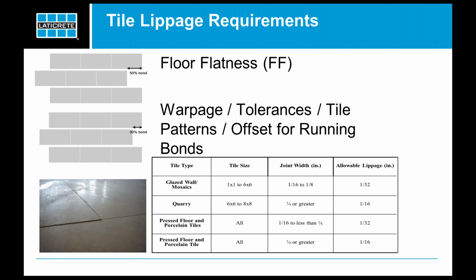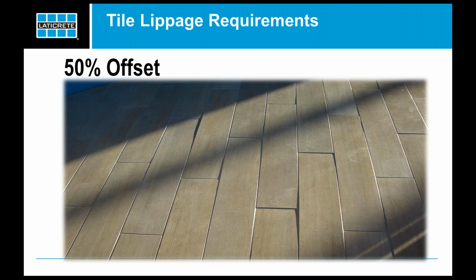The longer these tiles are becoming, the plank type pattern is really gaining in popularity. And that plank has an inherent warpage factor built into it. When that occurs, if you place it at a 50% running bond, it'll be very challenging for the installer to make sure that floor is flat enough. So per ANSI A108, it's recommended that the running bond not exceed 33%. And this is one of the reasons why.